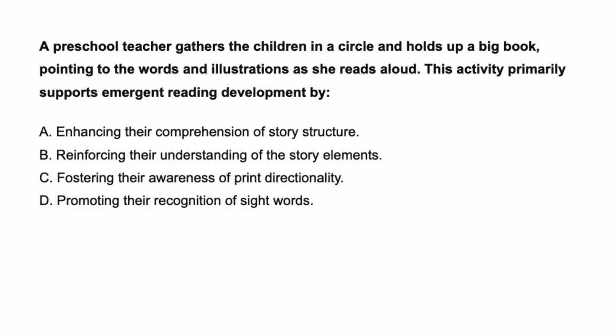A preschool teacher gathers the children in a circle and holds up a big book, pointing to the words and illustrations as she reads aloud. This activity primarily supports emergent reading development by, if you said letter C, you're correct. This helps through the teacher's demonstration of reading left to right. Children learn the directionality of print.